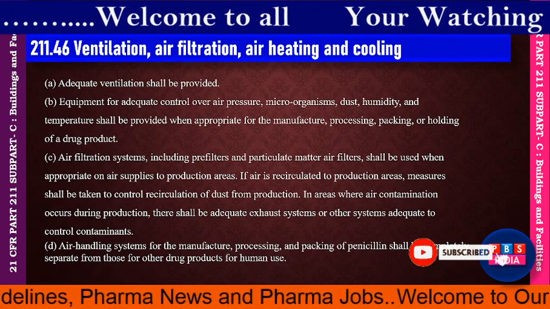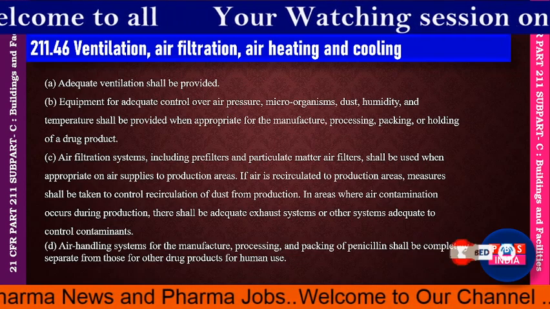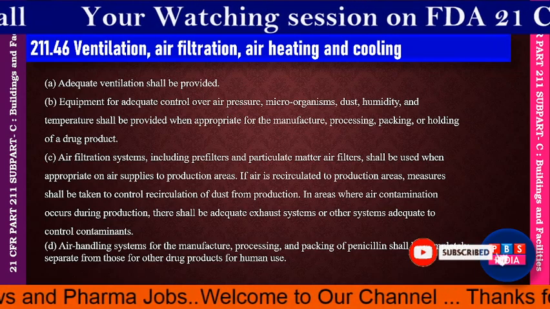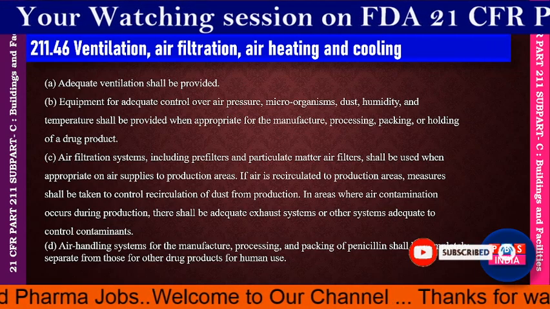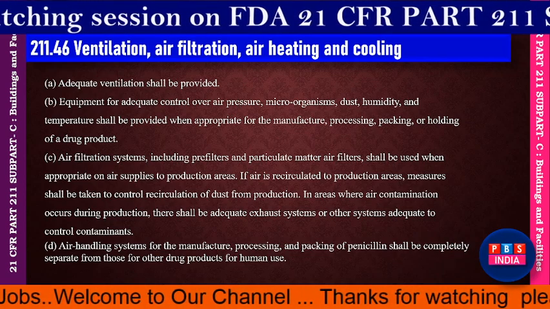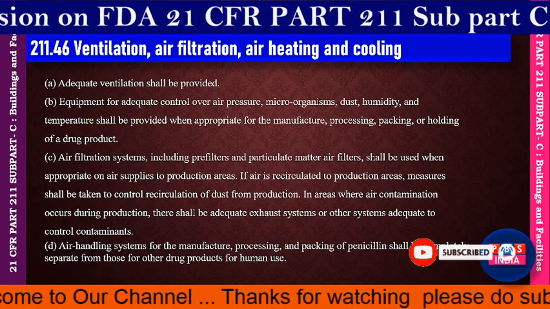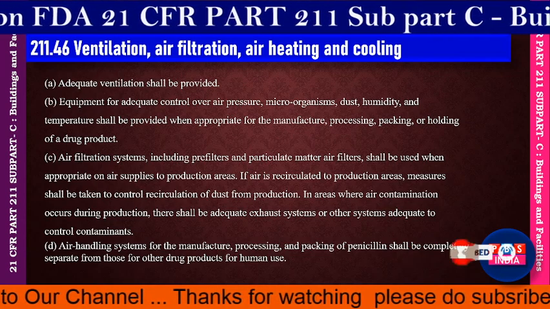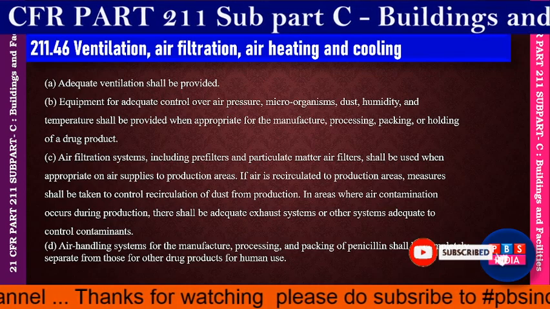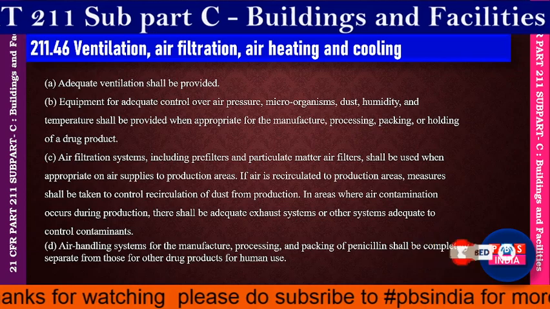Equipment for adequate control over air pressure, microorganisms, dust, humidity, and temperature shall be provided when appropriate for the manufacture, processing, packing, holding of a drug product. Air filtration systems, including pre-filters and particulate matter air filters, shall be used when appropriate on air supplies to production areas. If air is recirculated to production areas, measures shall be taken to control recirculation of dust from production.